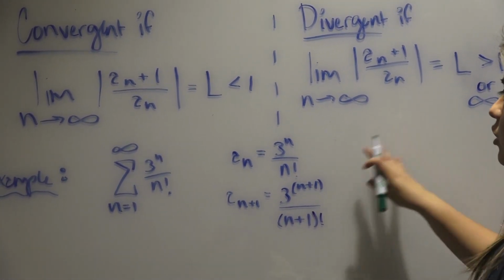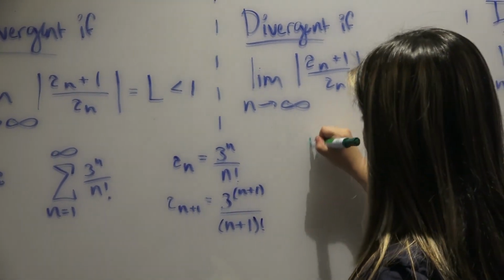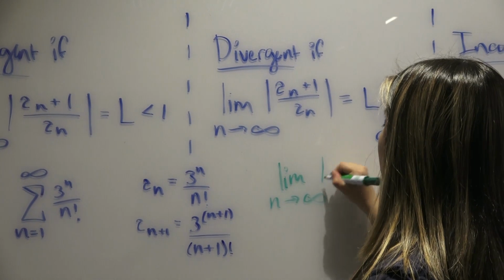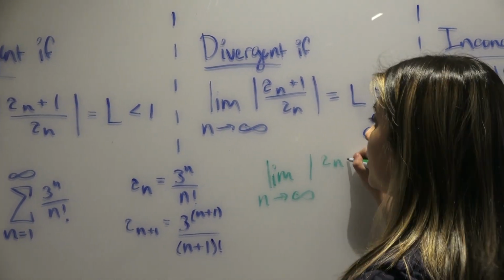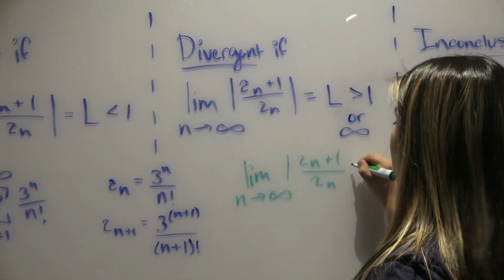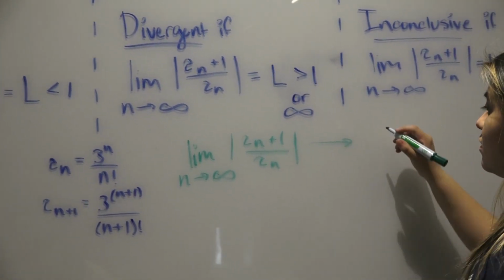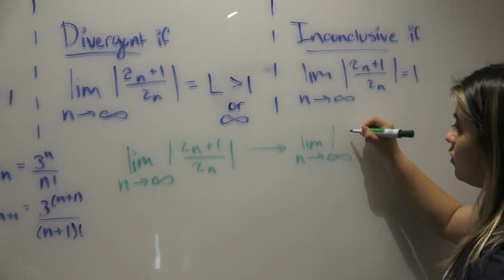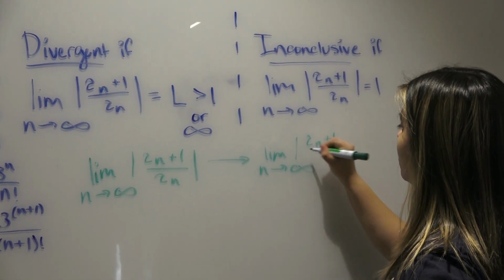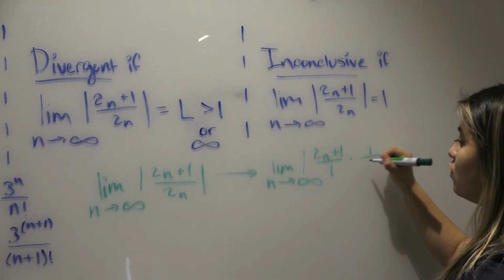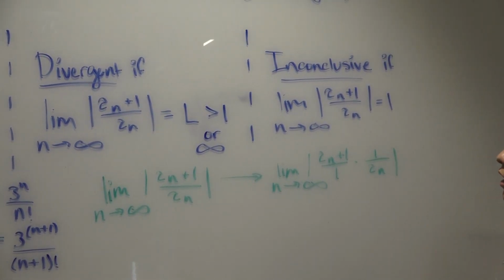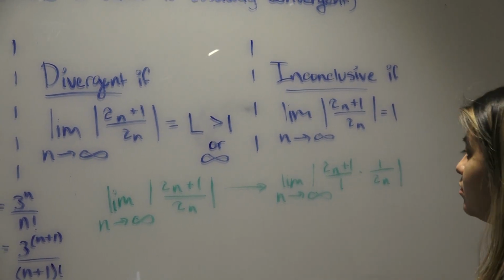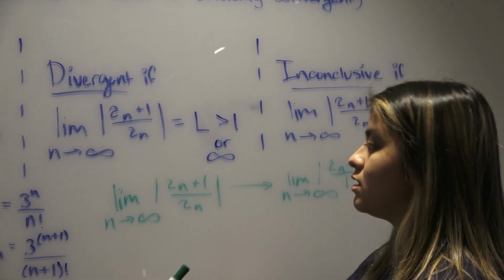So then first, we should write the definition. The limit as n approaches infinity of the absolute value of a sub n plus 1 over a sub n. And then we can rewrite this as the limit as n approaches infinity of the absolute value of a sub n plus 1 over 1 times 1 over a sub n. It's the same definition, just written differently to help us with this series.